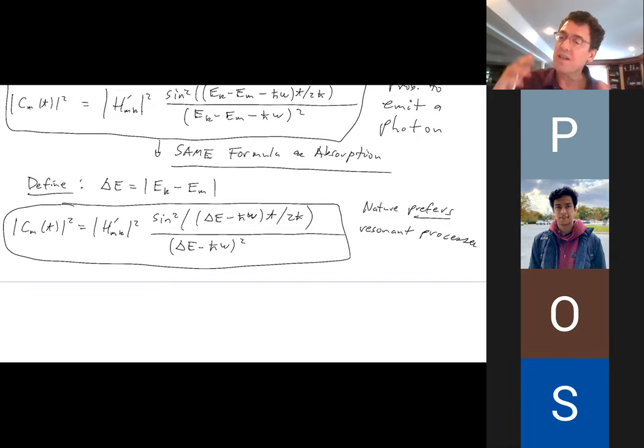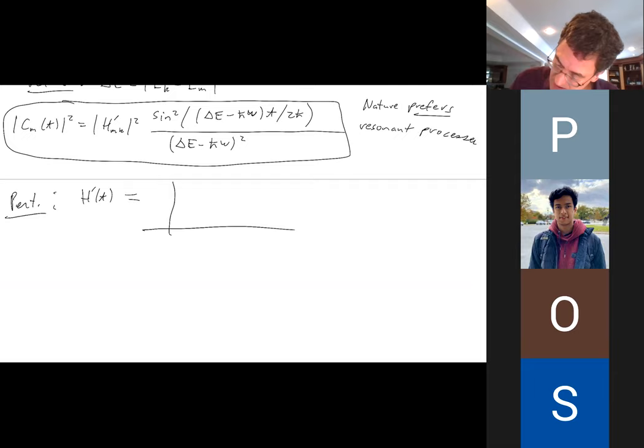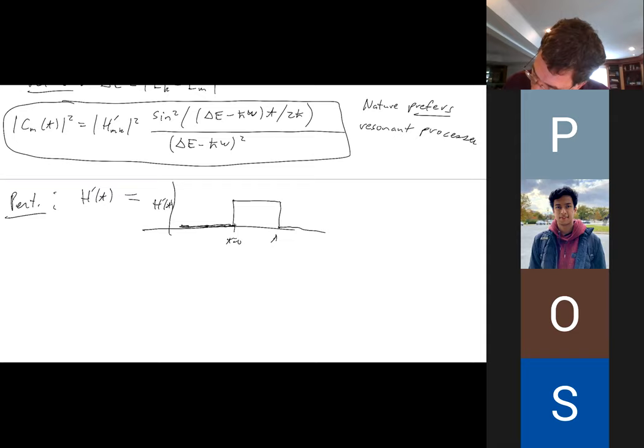But in reality, we really do have photons. So your question is a good question, and a nice way to think about it is this. The perturbation is H prime of T. If I write it as a function of time, this is t equals zero. It turns on and then it turns off at T. Notice that my perturbation is actually a pulse of light, a wave train.